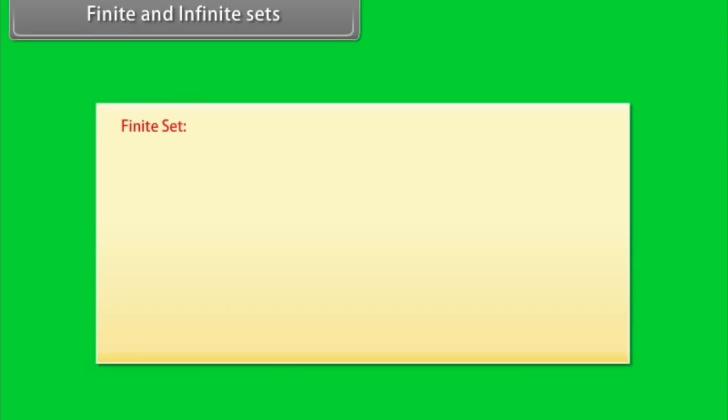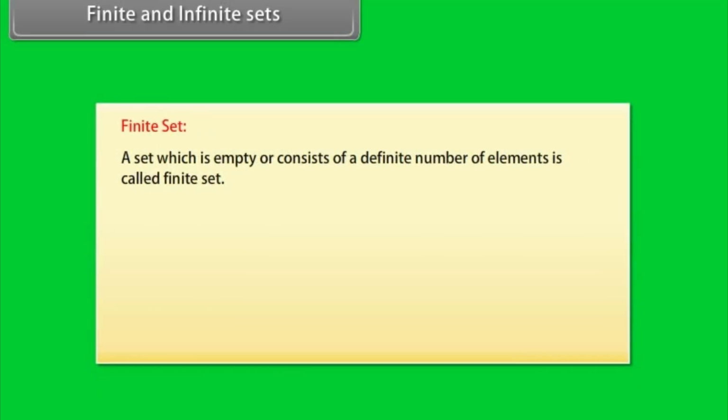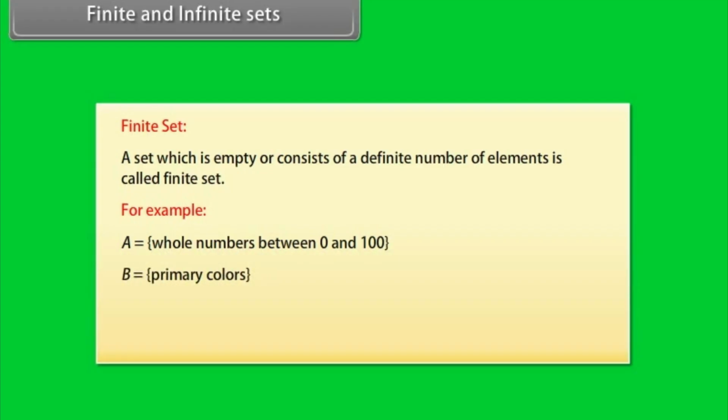Finite and infinite sets. Finite set. A set which is empty or consists of a definite number of elements is called a finite set. For example, A is equal to whole numbers between 0 and 100, B is equal to primary colors, and C is equal to prime numbers less than 12 are the finite sets.